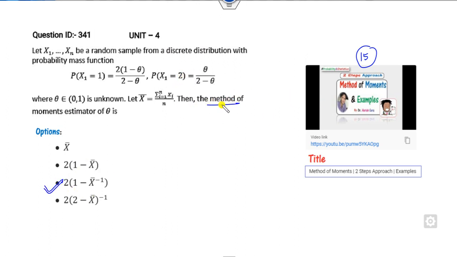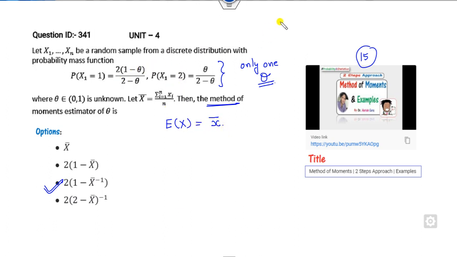How? What is the method of moments? Firstly, look at how many unknown parameters are in the distribution. There is only one. What is that? It is theta. So what can we do? We can compute the expected value from here and equate it to X bar.